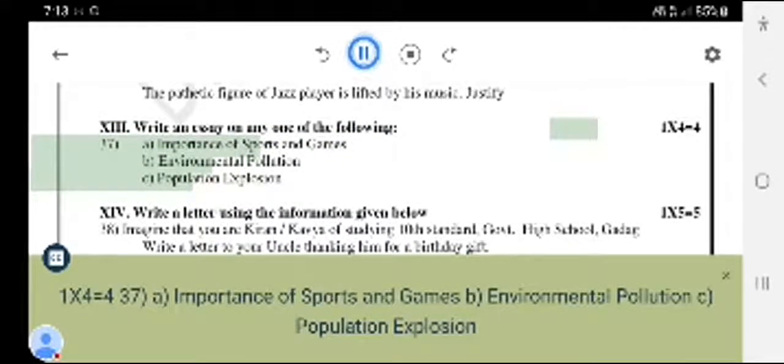13. Write an essay on any one of the following. 1x4 equals 4. A. Importance of sports and games. B. Environmental pollution. C. Population explosion.